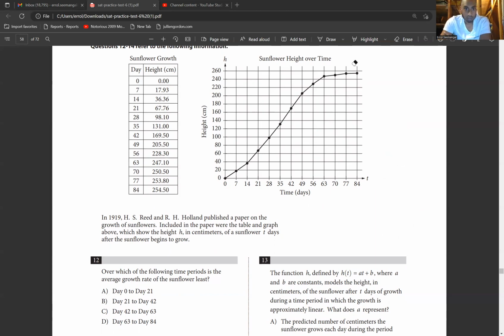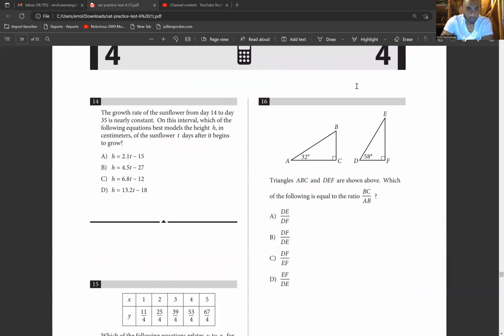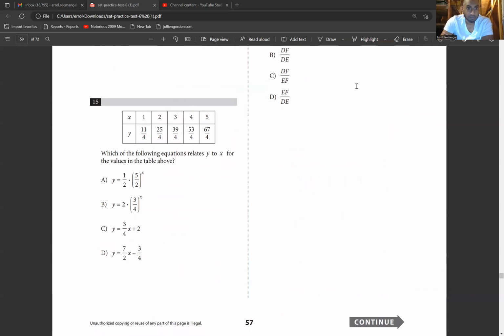All right. Okay, 14, 15. Which of the following equations relates y to x for the values in the table above? Okay, so what's the relationship between the 1 and the 11/4, 2 and the 25/4, 3 and the... What are the relationships there? Which one of these?